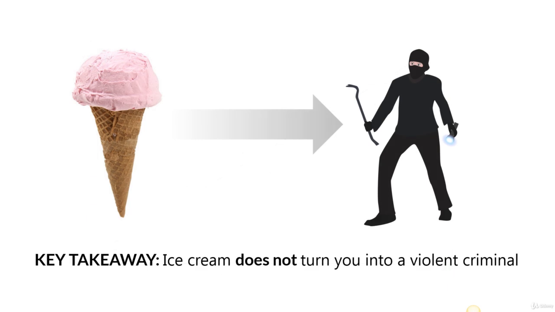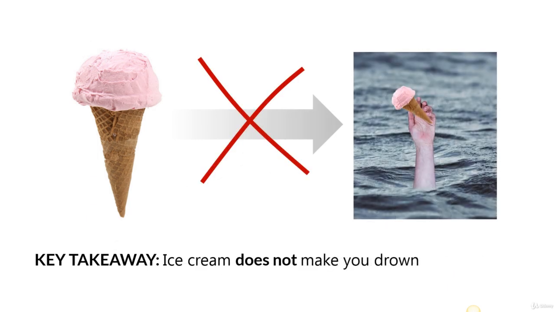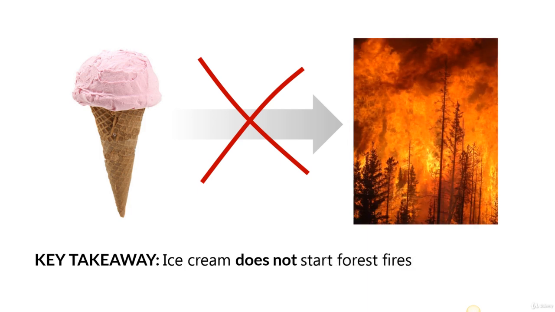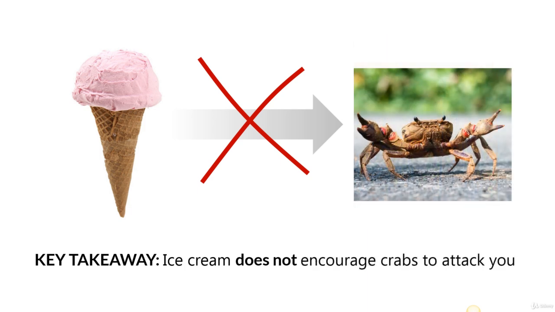So key takeaways here: ice cream does not turn you into a violent criminal, it does not make you drown, it does not start forest fires, and it certainly does not encourage crabs to attack you. Now, obviously, these are silly examples, but the core principle, the concept, holds true, and it's a really important one to keep in mind.